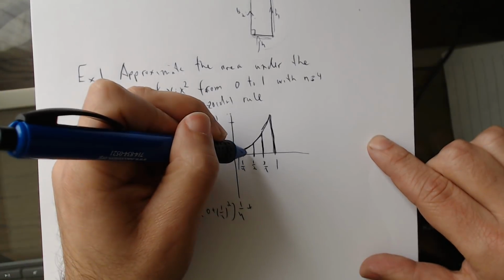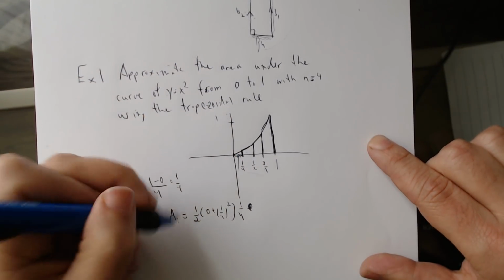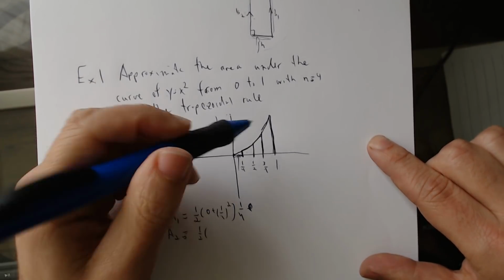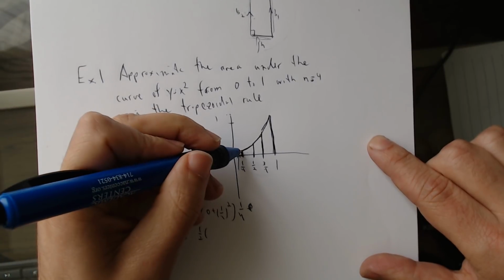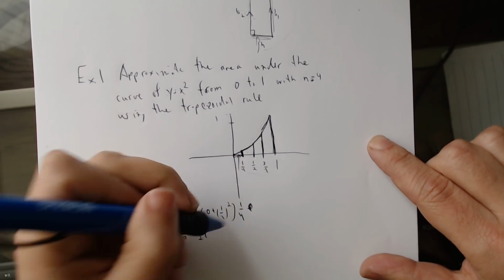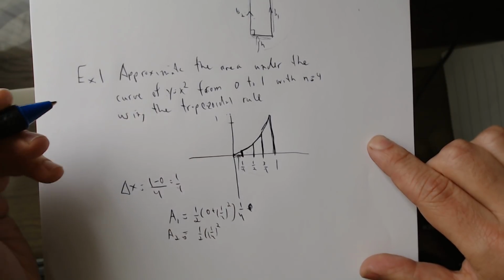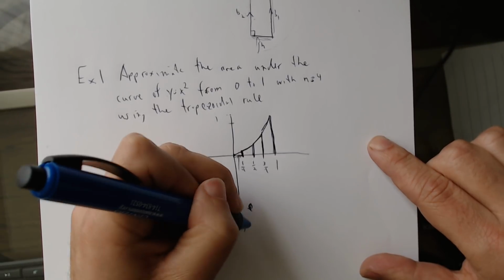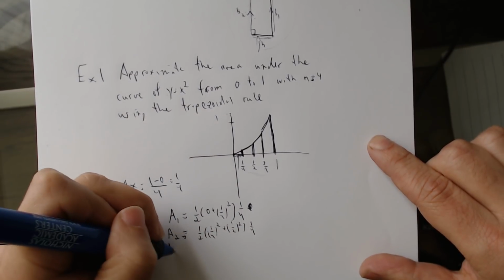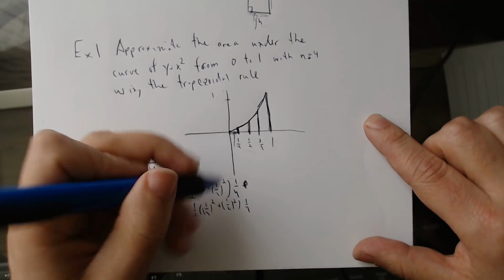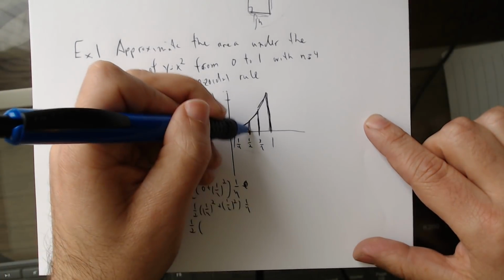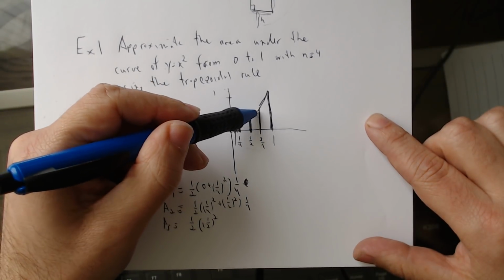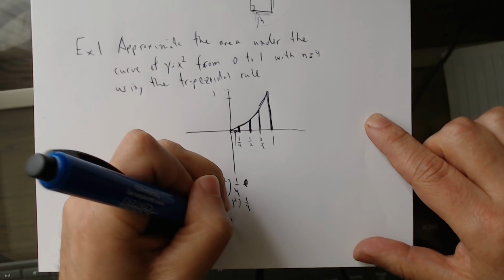Plus, then we'll say the second, or A2, which would be 1/2 times the height, or the base, which would be using the equation of the curve, so 1/4 squared, plus the second base, which would be 1/2 squared, times the height, which is 1/4. And then area 3 becomes 1/2 times 1/2 squared, which is this base, and then plus the other base, which would be 3/4 squared.